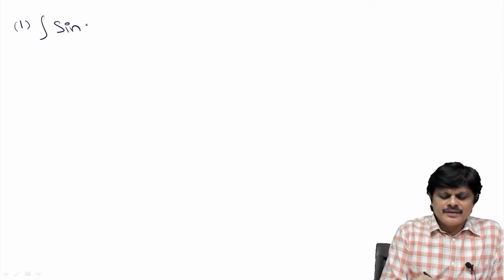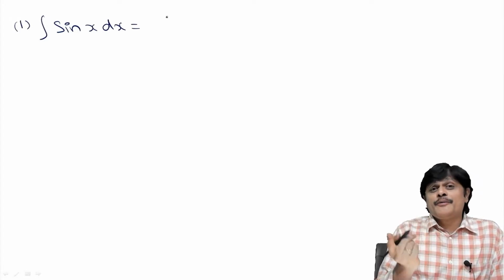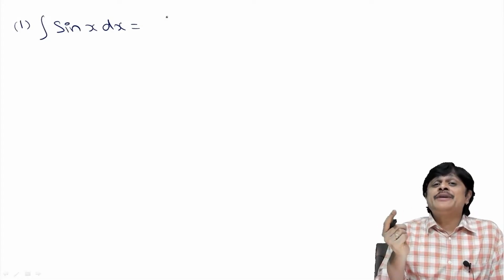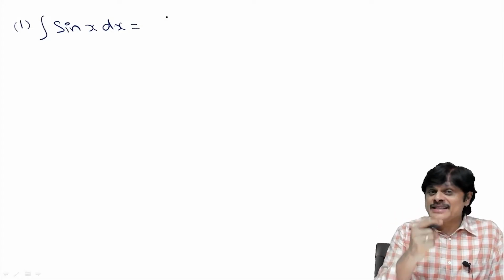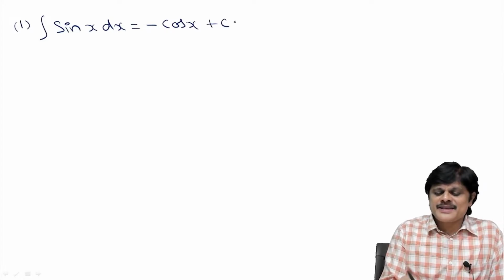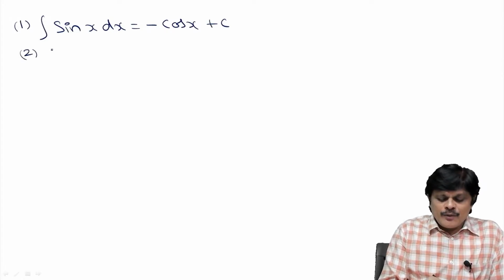We need to see what is the function whose derivative is sin x. The derivative of cos x is minus sin x. There is a minus sign, and that minus sign comes here: minus cos x plus c. Now what about the next one?